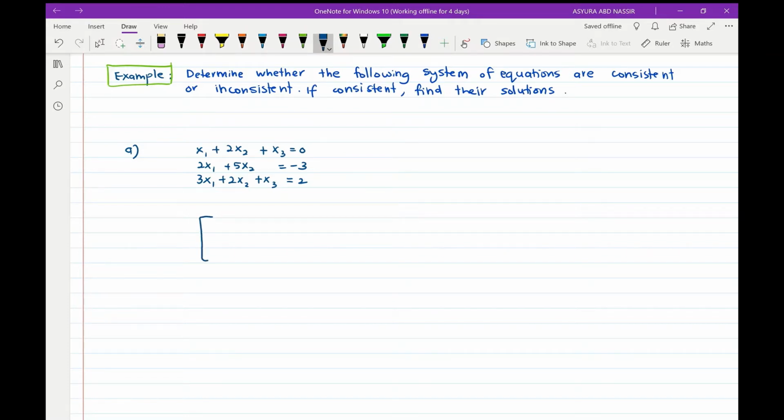So let's solve this question. Firstly, you will write it in the form of augmented matrix: 1, 2, 1 slash 0, 2, 5, 0, negative 3, 3, 2, 1, 2. So the next step is find the leading one. Since here we already have the leading one, we will continue with the next step, which is make your entries below the leading one as 0.